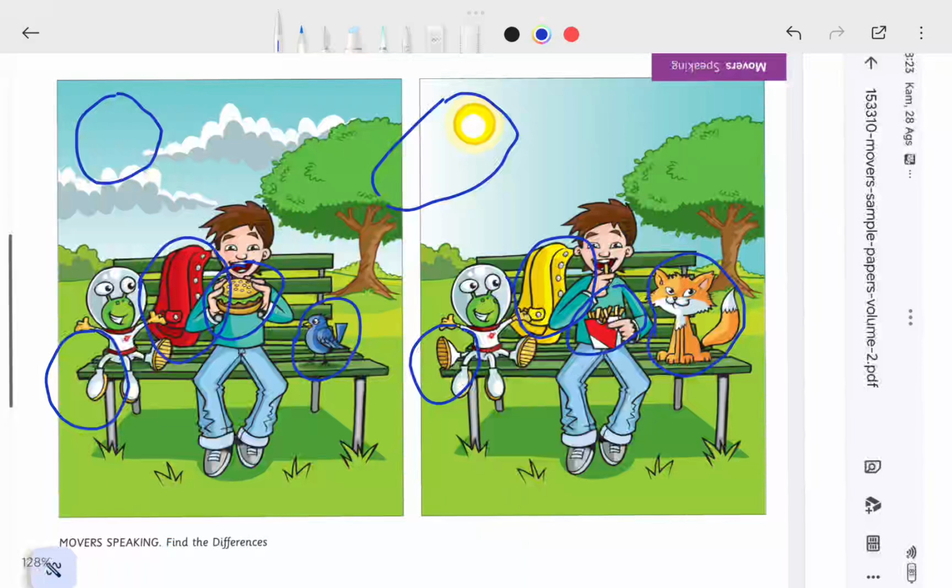I thought it's a cat. Like, is that all? Yes. Okay, thank you.